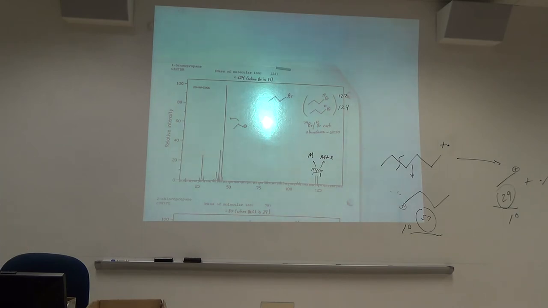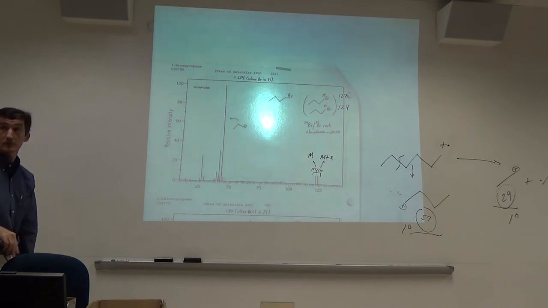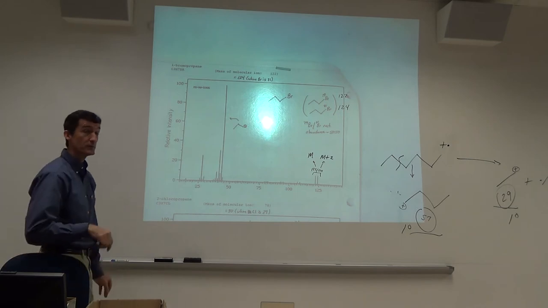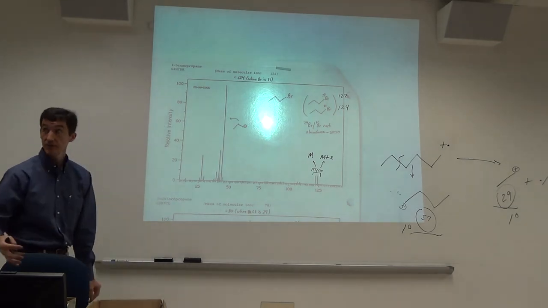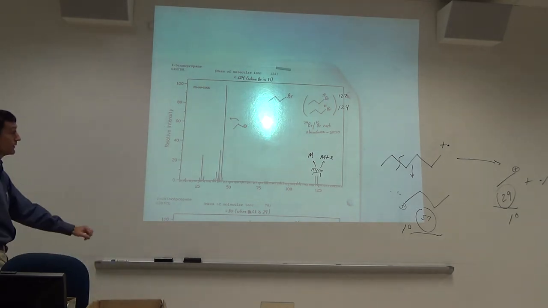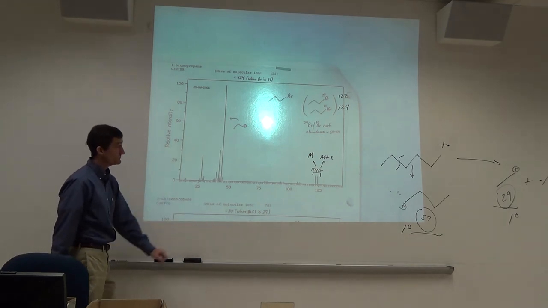You know your salt shaker at home with sodium chloride? Some of the chlorine in that salt shaker has a mass of 35. Some of the chlorine in that salt shaker has a mass of 37. We'll look at it down here.